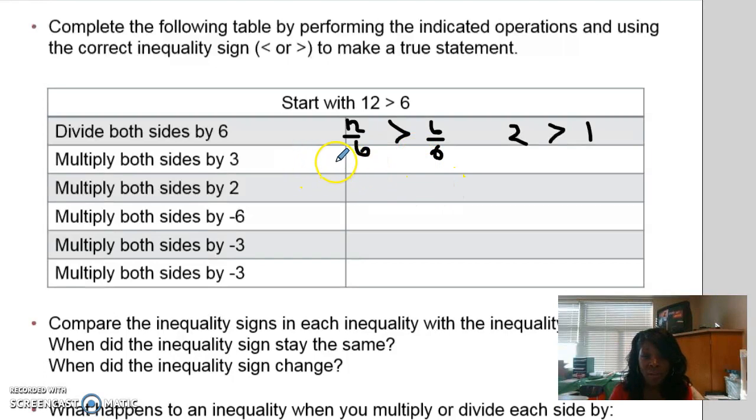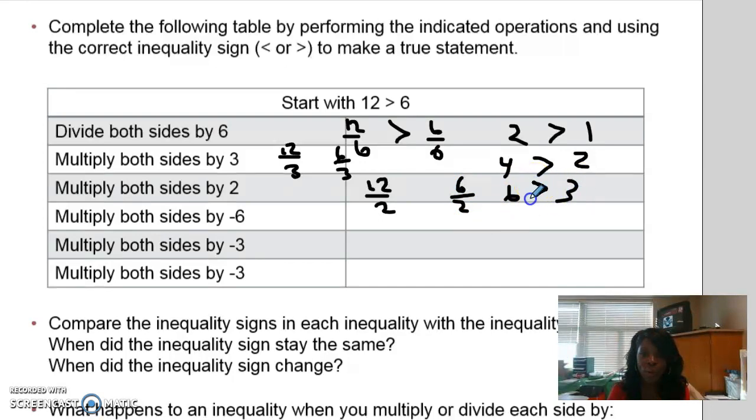Let's divide 12 divided by 3, and 6 divided by 3. 12 divided by 3 is 4. 6 divided by 3 is 2. 4 is greater than 2. The sign stays the same. Let's do 2. 12 divided by 2 and 6 divided by 2. Let's evaluate it. 12 divided by 2 is 6. 6 divided by 2 is 3. 6 is, in fact, greater than 3.